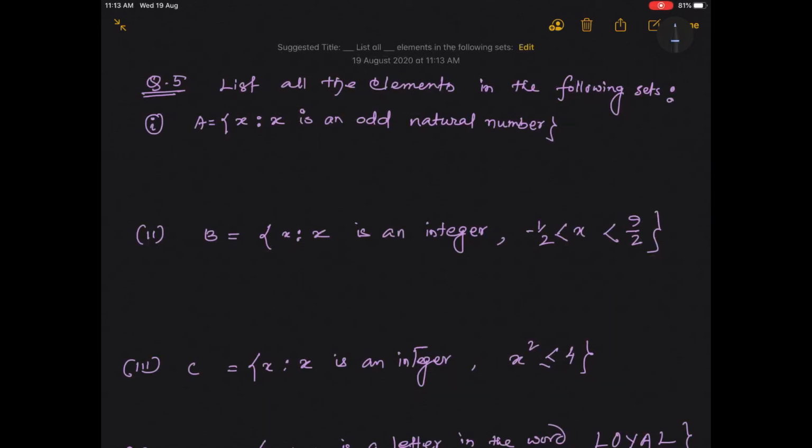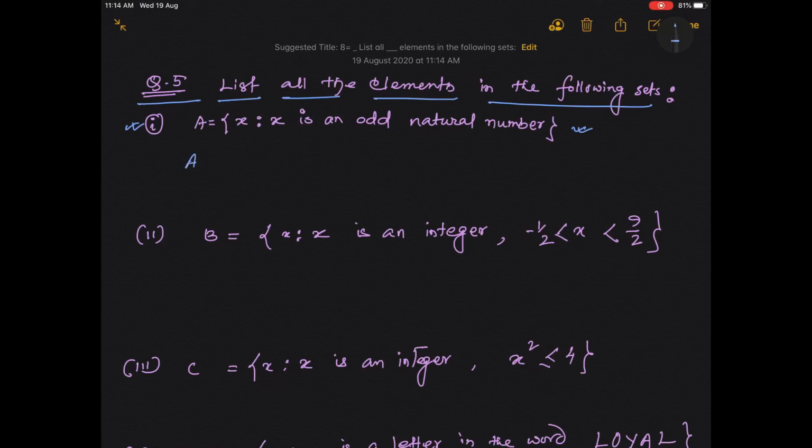Okay, so here you see this is question number 5. List all the elements in the following sets. There are some sets given in set builder form. We have to write those in roster form, that means we have to write all the elements.